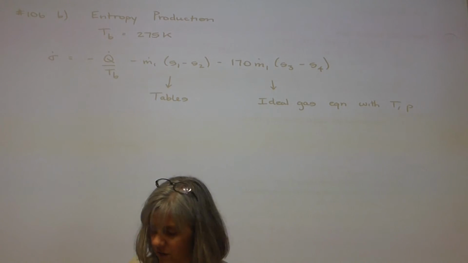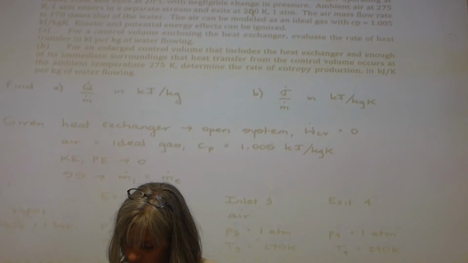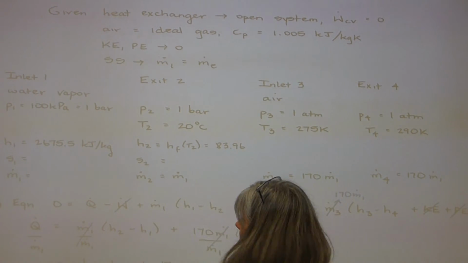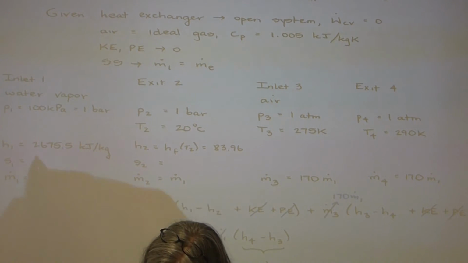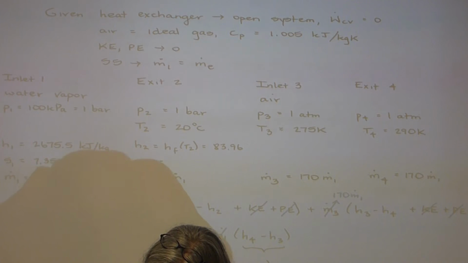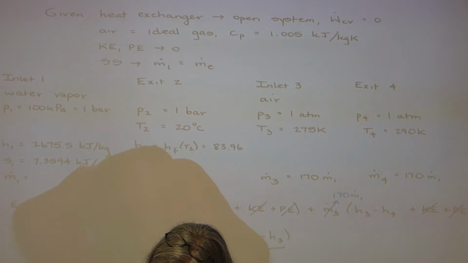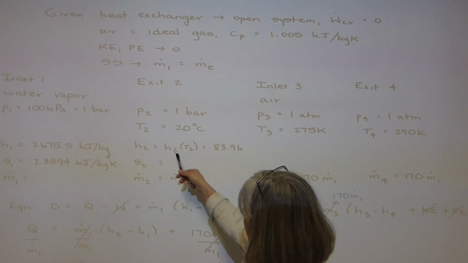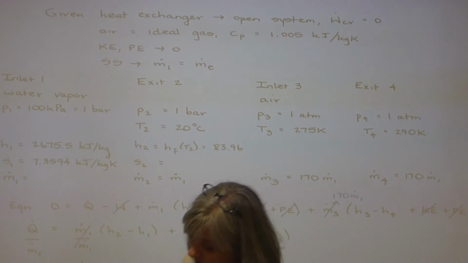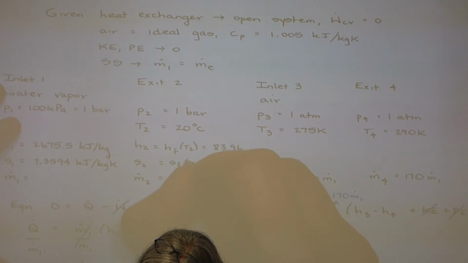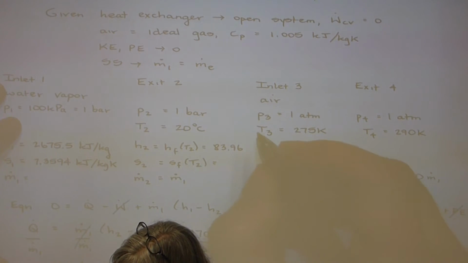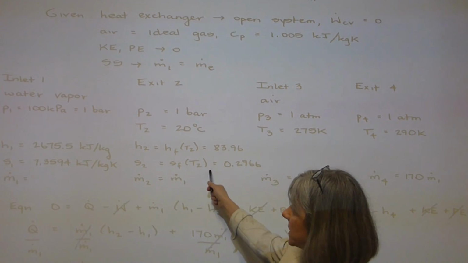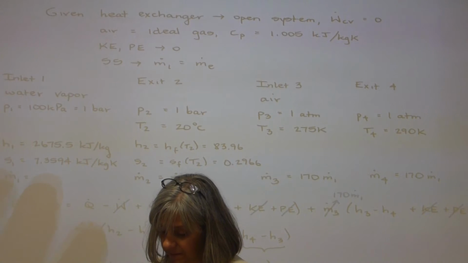Okay, so let's come back over here. I need to fill in a few values. So here we need to add in our entropy values that we get from the table. So 7.3594 kilojoule per kilogram Kelvin. Same units for S2. We're going to do the same thing that we did for the enthalpy. We're just going to use the saturated fluid value, so S sub F of T2. And so when we get that, we get 0.2966. Okay, so these are the values we're going to need to plug in for the equation for entropy production.